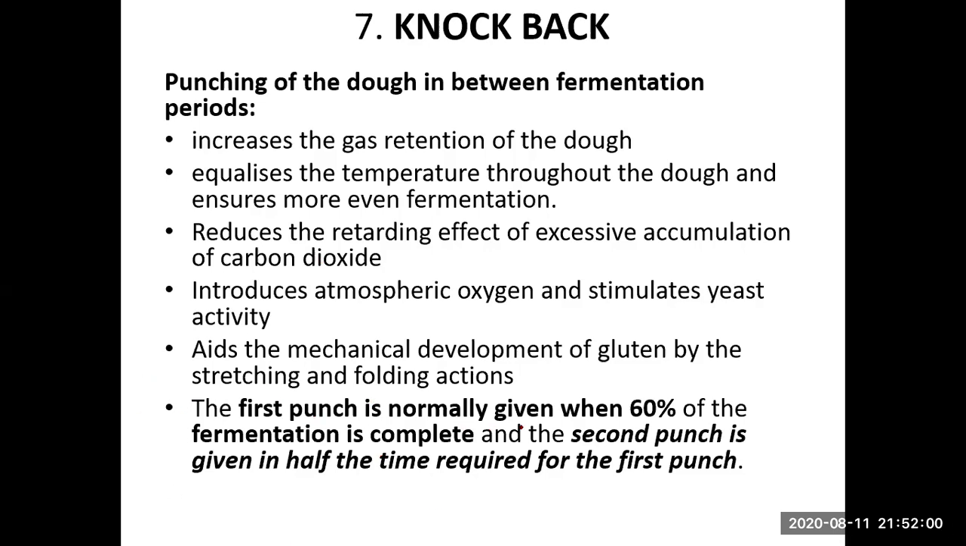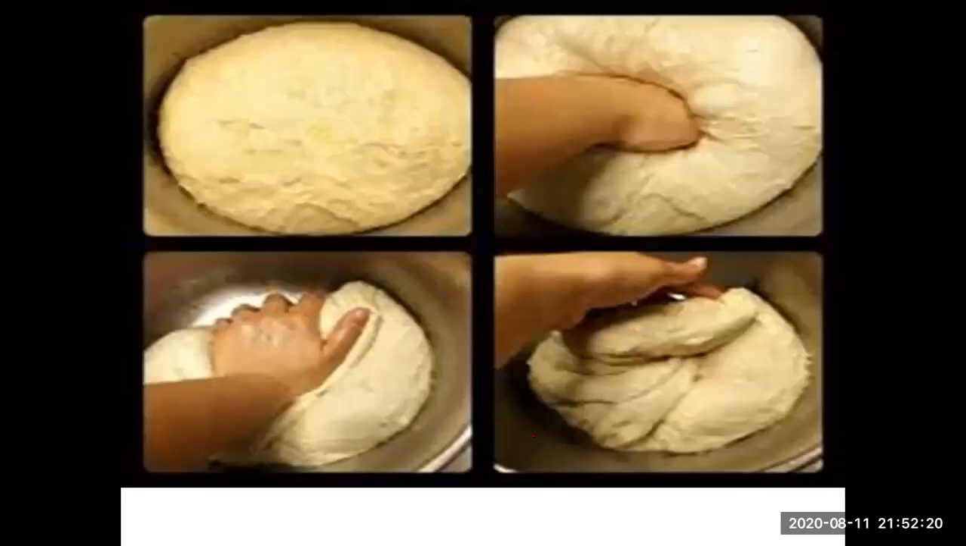And the punch is normally given when 60% of the fermentation is complete, and the second punch is normally given at half the time required for the first punch. That means after the first punch, or you can also say after finishing the fermentation process, the second punching is given.